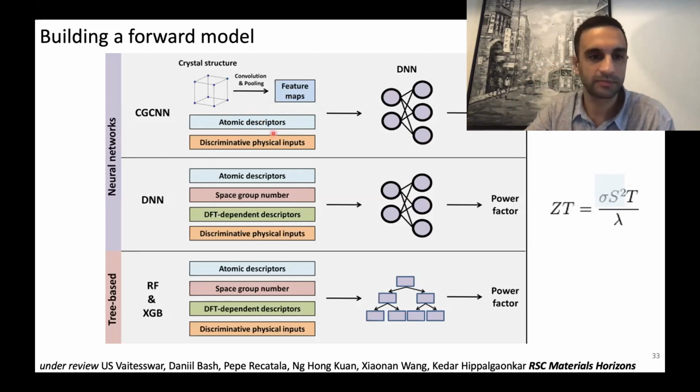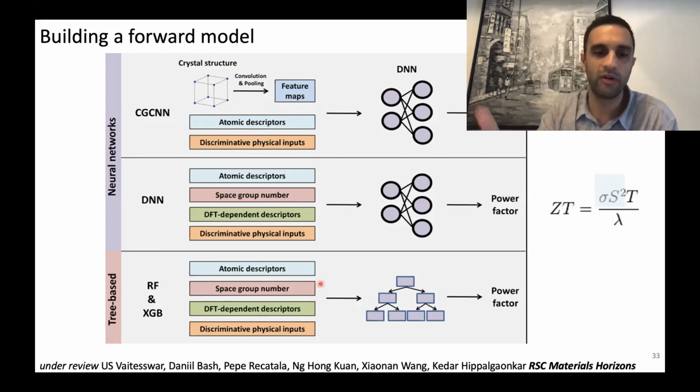In addition to that, we also used simpler tree-based, ensemble learning techniques, such as random forest and XGBoost. And here, we actually did not use the graph model at all. We just used the space group number as a one-hot encoded vector. We used the DFT-dependent descriptors that I showed you before, as well as the discriminative physical outputs, the temperature and the doping level. That's something the user can control, along with the atomic descriptors, to also predict the power factor.